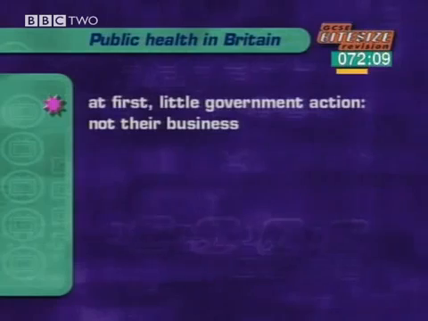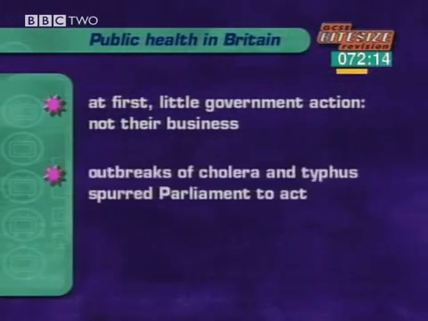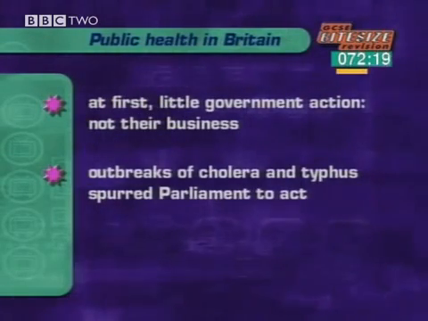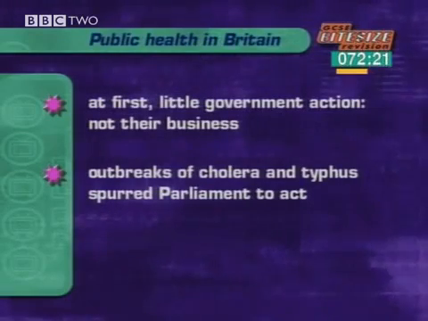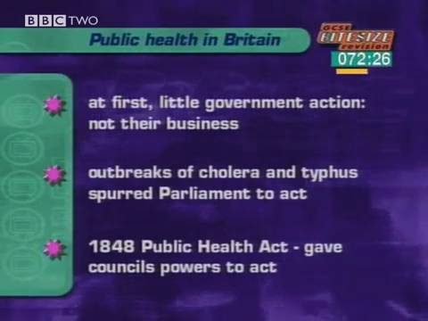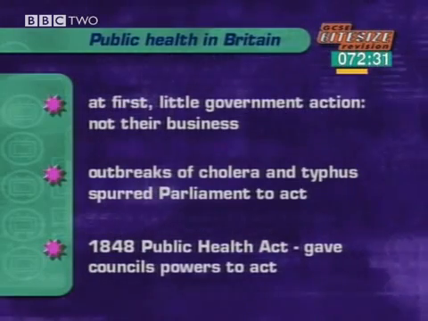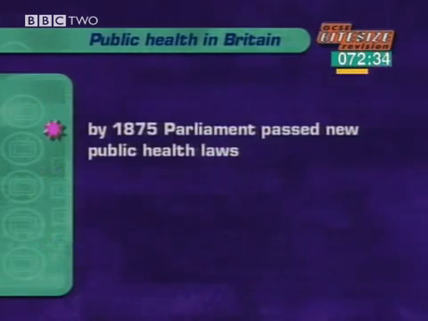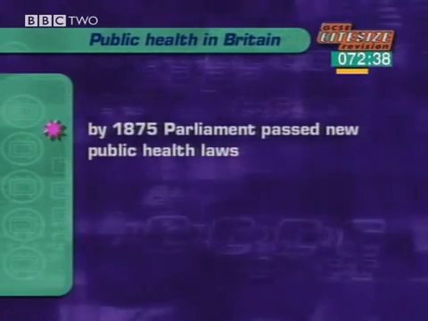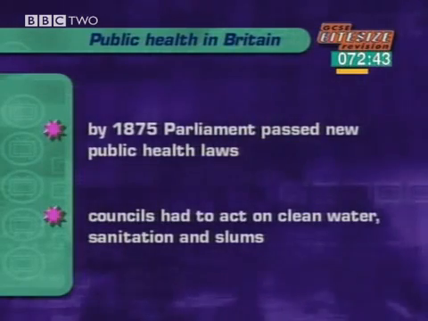To begin with, government didn't think it was up to them to deal with these problems. But during the 1830s and 40s, there were particularly bad outbreaks of cholera and typhus. Parliament began to recognise it had some responsibility for public health. In 1848, the first Public Health Act was passed. It gave local councils powers to provide clean water and sanitation, if they wished. By 1875, attitudes had changed in favour of government action, and Parliament passed new laws compelling councils to act on clean water, sanitation and slum clearance.